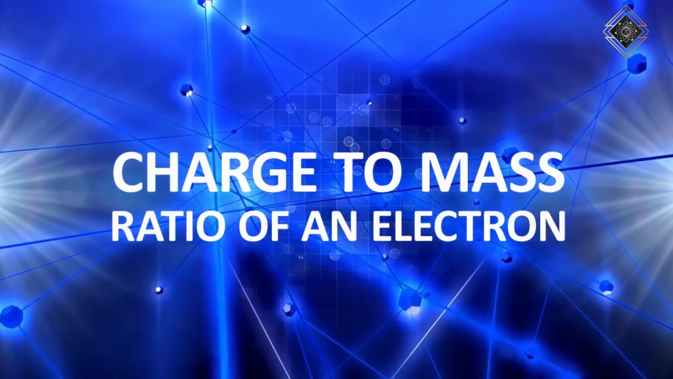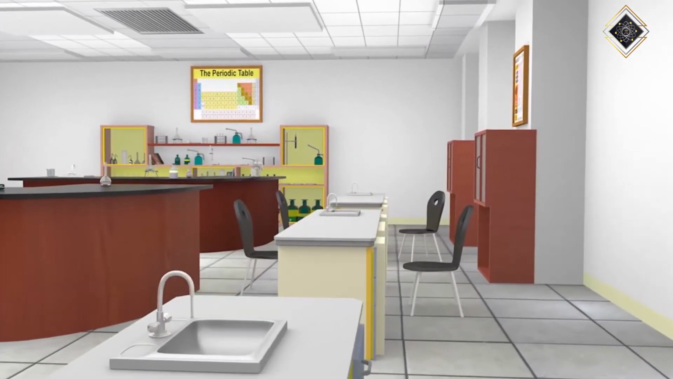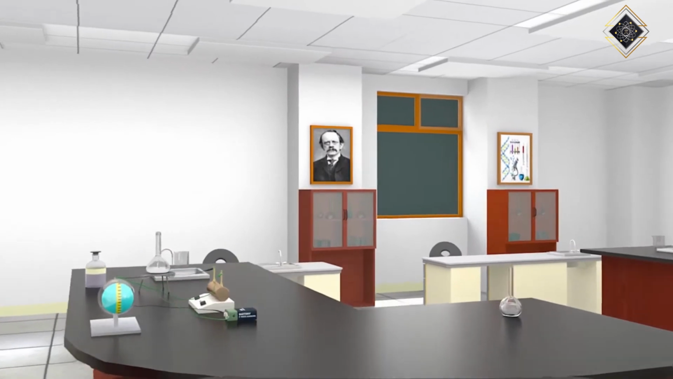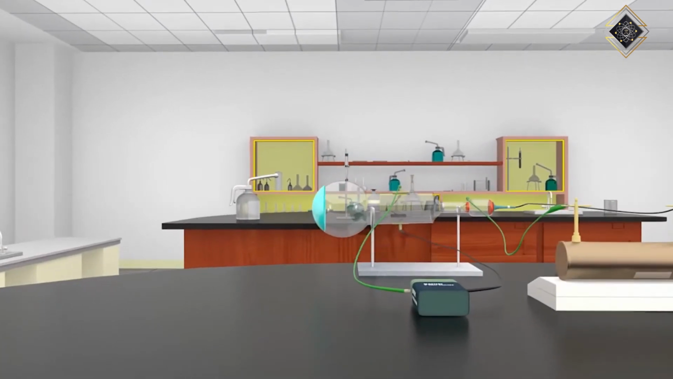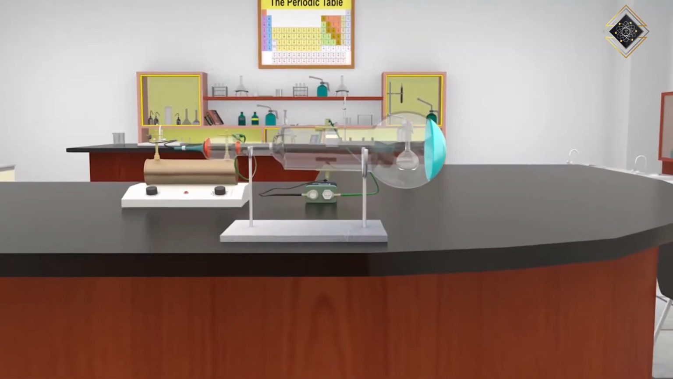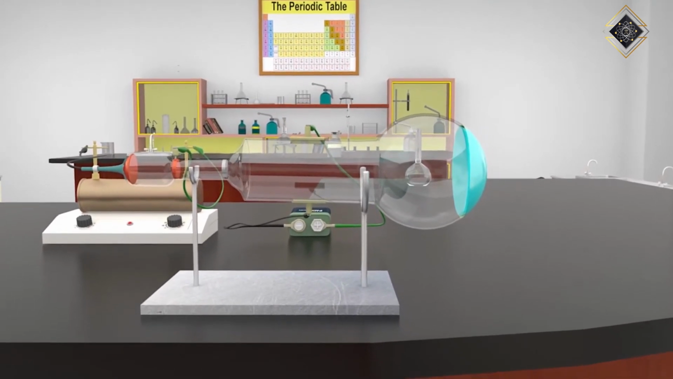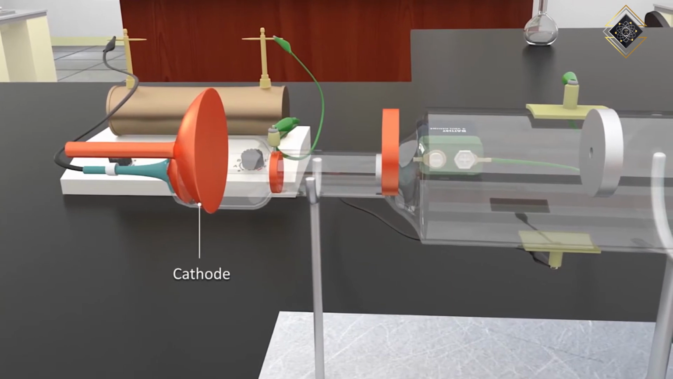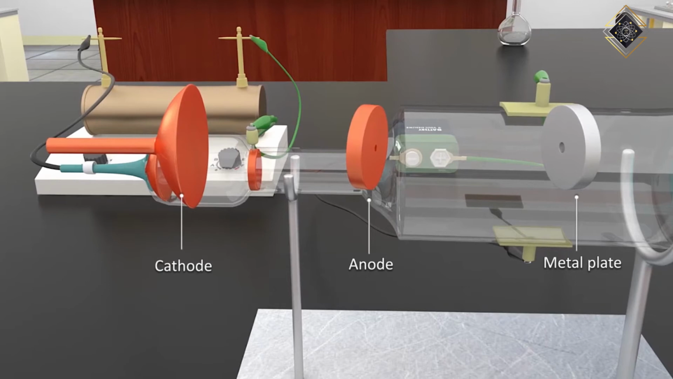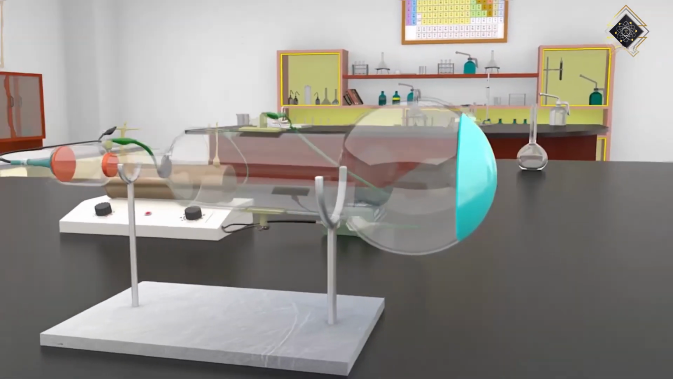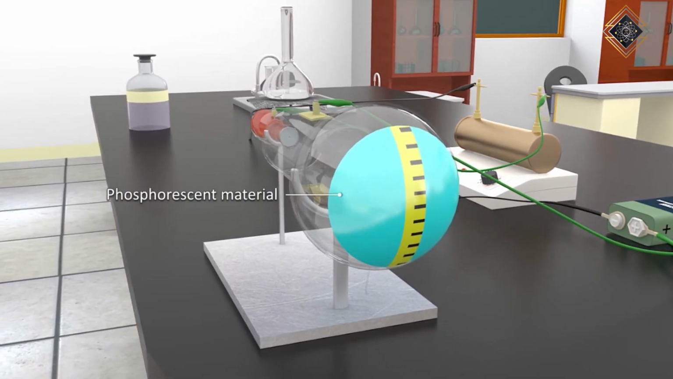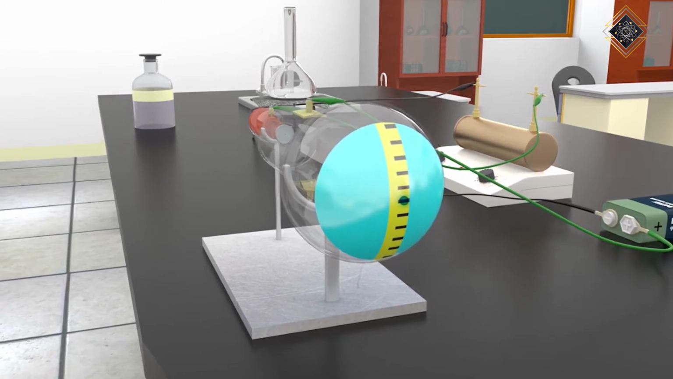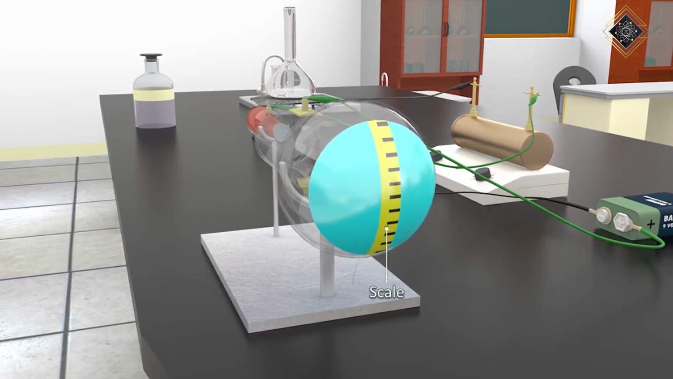Charge to mass ratio of an electron. Once the electron was discovered, J.J. Thomson continued his efforts to calculate the charge-to-mass ratio of an electron through experiments. The experimental setup included a cathode ray tube with a cathode, an anode and a metal plate. The anode he used in the experiment had a slit. At the end of the tube was a large sphere, coated with a phosphorescent material so that any beam after striking it would leave behind a mark on it. It was also provided with a scale to measure the deflection.